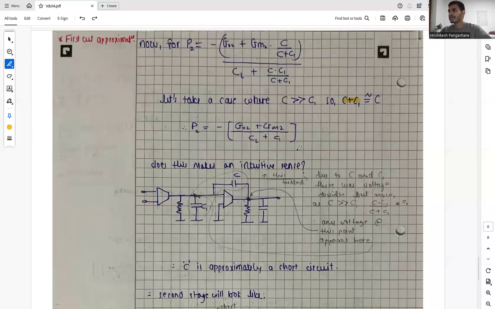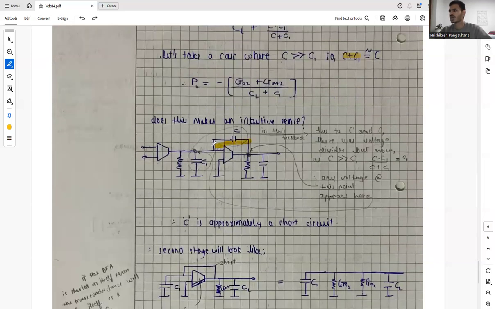And does this make intuitive sense? So we will see. Now in this feedback, due to C and C1, at this node, there was a voltage divider. But now, as we know, C is very, very greater than C1, so this voltage divider is nothing but C1. So basically there is no voltage divider, and this acts as a short circuit, where any voltage at this point appears at this point. So basically this is a short circuit.